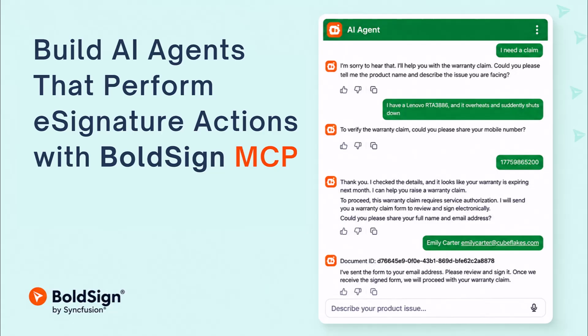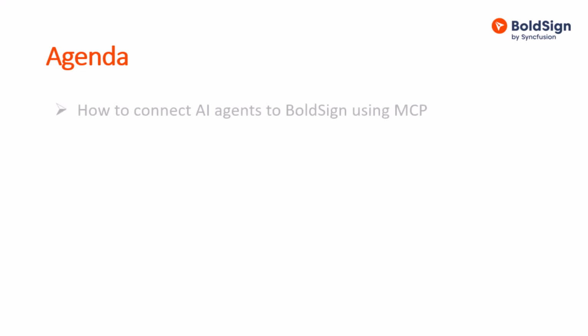What if your AI agent could collect customer information, generate documents, send them for signature, and track completion automatically, all from a single conversation? In this video, you'll learn how to connect AI agents to BoldSign using the Model Context Protocol, or MCP, so they can execute real eSignature workflows without manually writing API integrations.